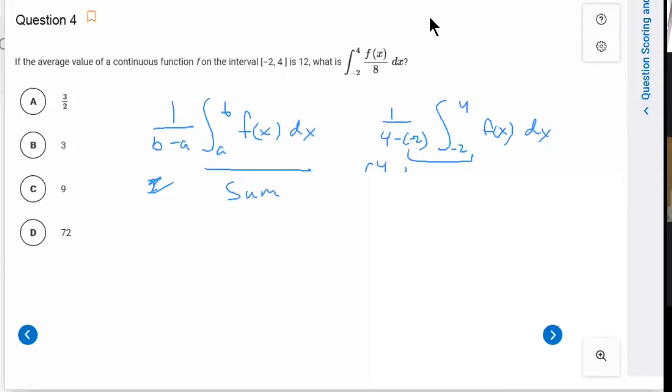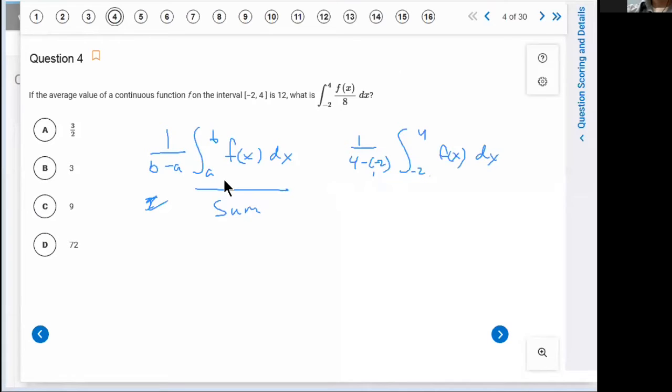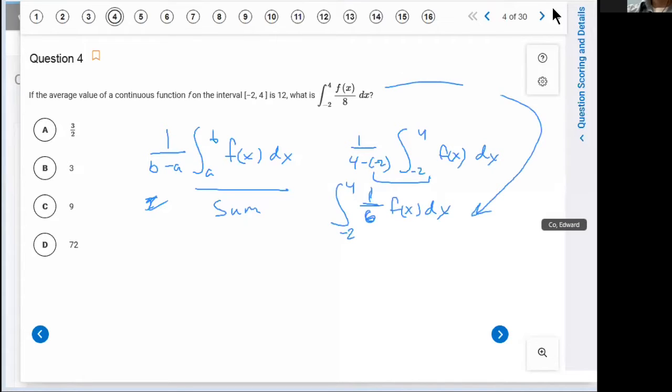How is that any different from this guy here? Can someone tell me what the difference is between what they want me to find and what I have from the average value? The constant is different. Yeah, that's it. Perfect. The constant is different. Good. So this answer here is 12. You guys cool? That answer is 12.